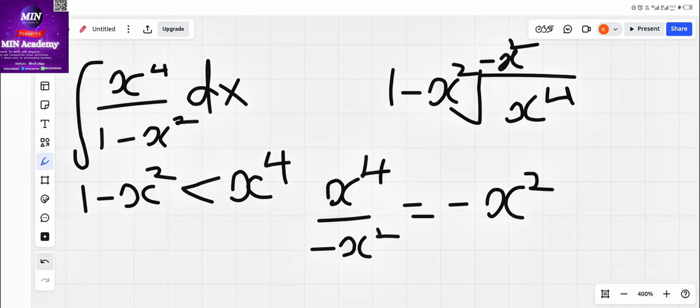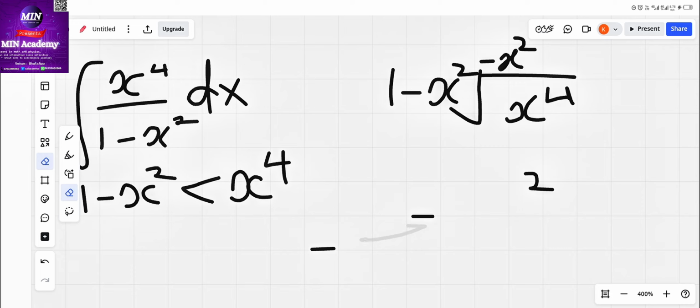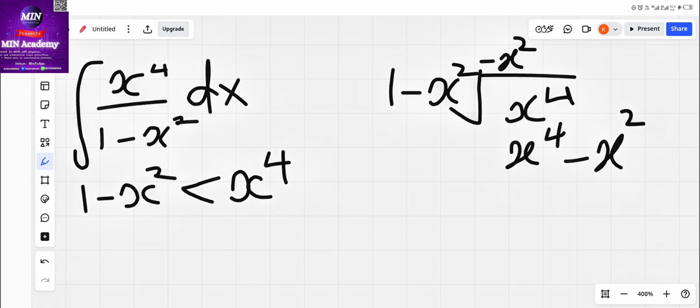So we repeat this same process until we have a remainder. We multiply minus x squared by the divisor, and that gives us x raised to power 4 minus x squared. After that, we subtract this from the dividend, and when we subtract, we are left with x squared. So we repeat the process.